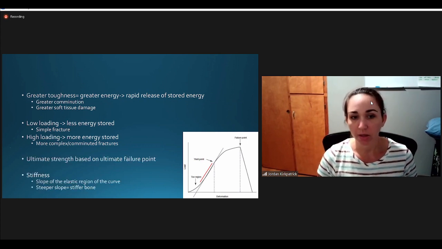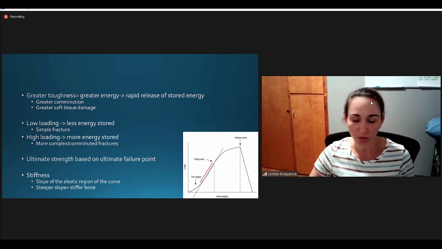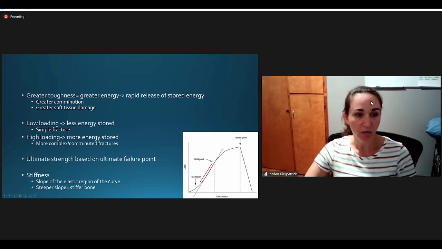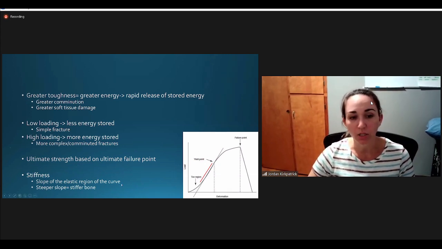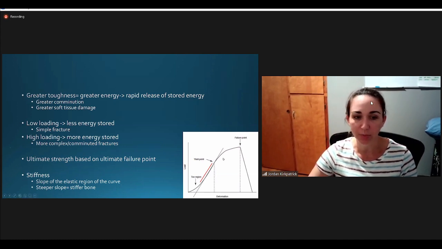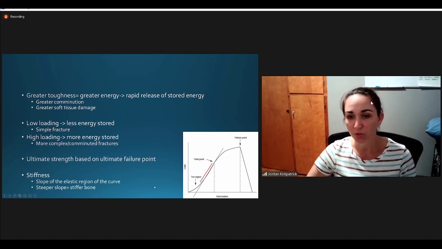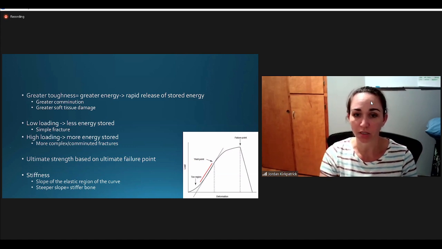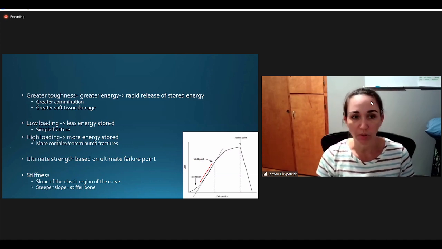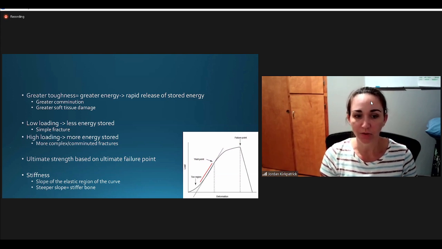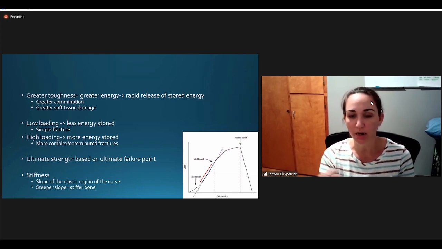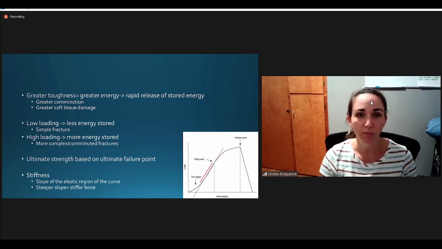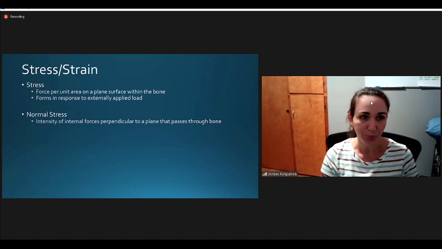So the ultimate strength is based on the ultimate failure point. And then what we call stiffness, which again, I know this is a lot of physics, is the slope of the elastic region of the curve. So, elastic region, stiffness: the steeper the slope, the stiffer the bone, which means it doesn't have a lot of capacity for deformation. So it's not as changeable as some of the other bones. And if it's stiffer, it's going to fracture easier because it doesn't have the ability to adjust as well as some of the other areas of bone.